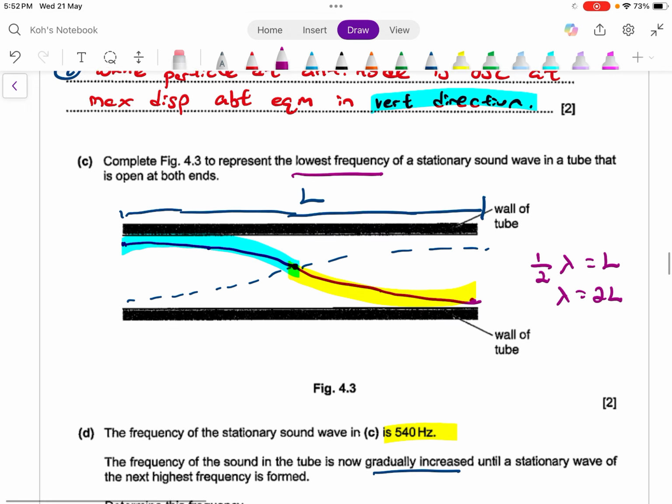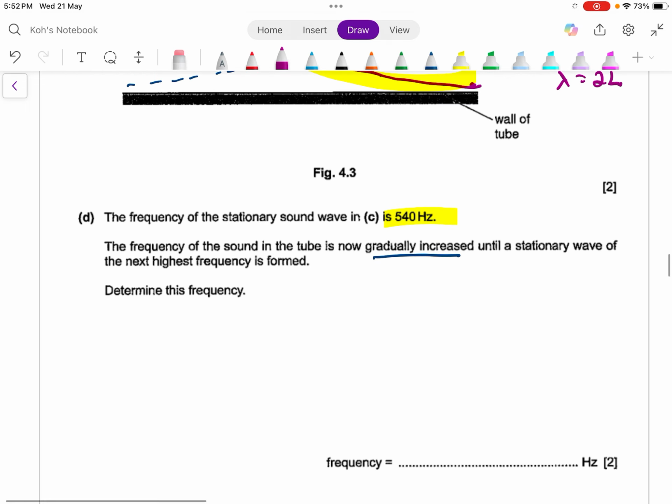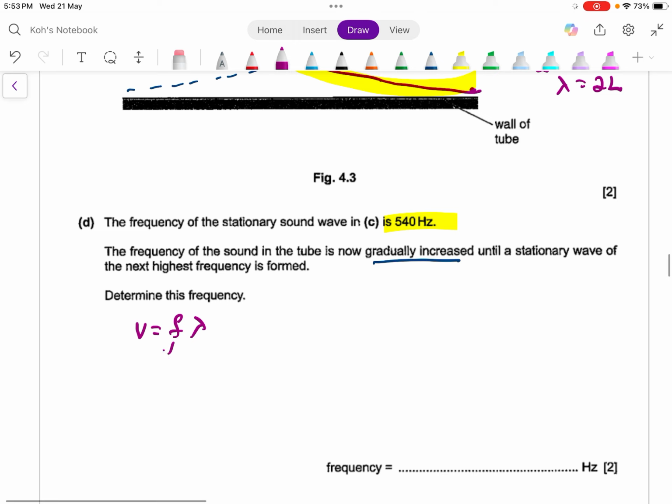Why do I need to do this? Because very simple, I need to determine the speed. The speed of the sound wave will always be the same, regardless of the frequency and regardless of the wavelength. So for example, v equals f lambda, where f is 540 Hz and the wavelength is 2L. So I just represent the speed of the sound in terms of L. So 540 times 2, about 1080L. So that is the speed of the sound wave, which is constant because you are always in the air.